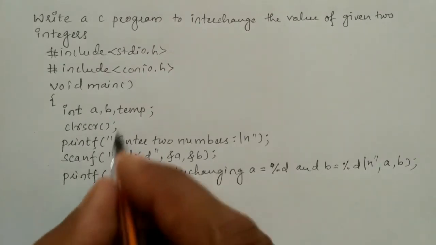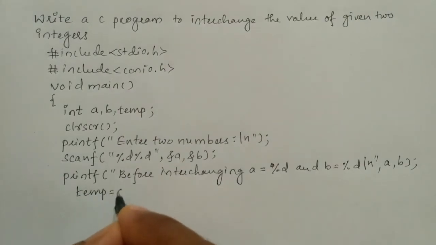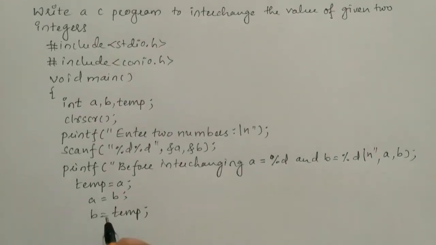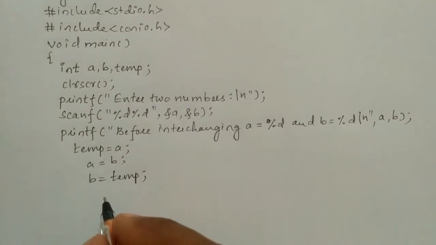Now we'll go for interchanging values using third variable. So what is the logic behind it? Using temporary variable, here you will write temp is equal to a, a is equal to b, and b is equal to temp. We'll take an example so that we can see how exactly the interchange of values takes place.